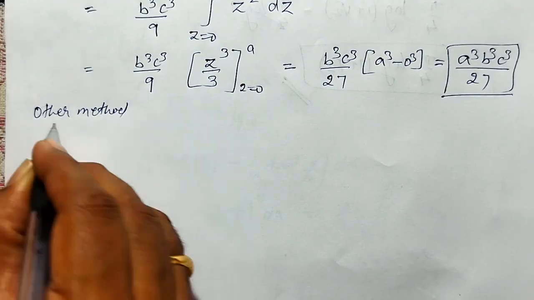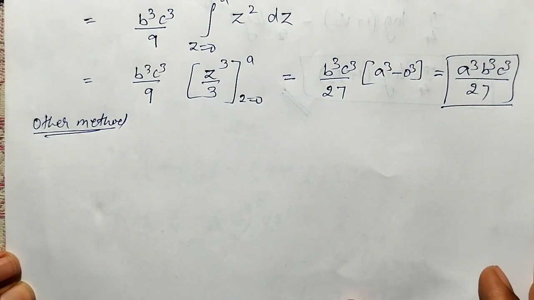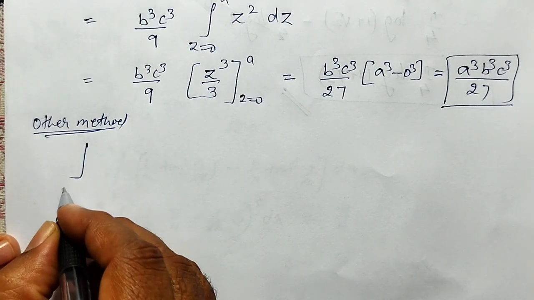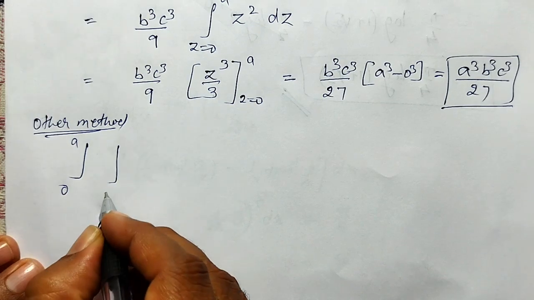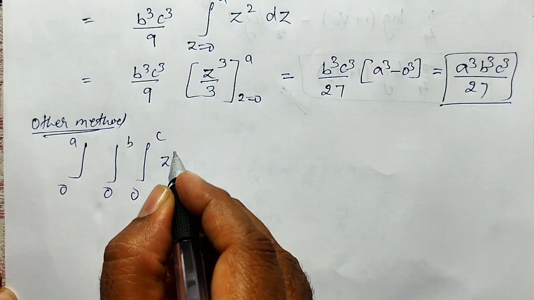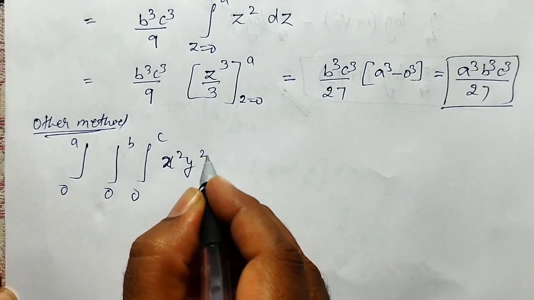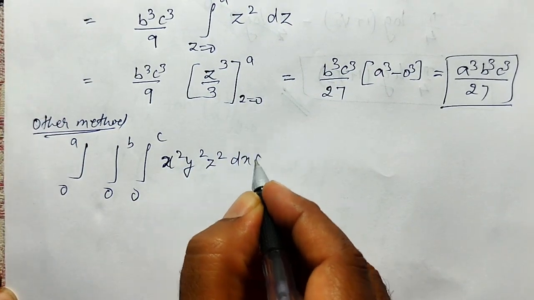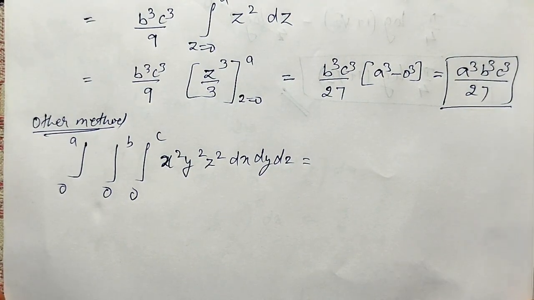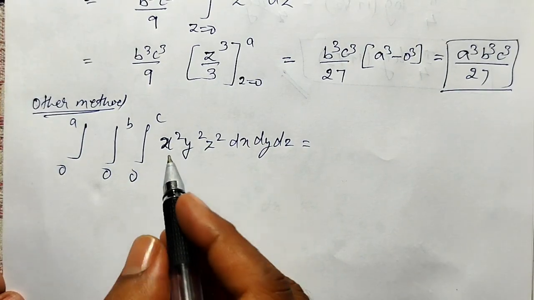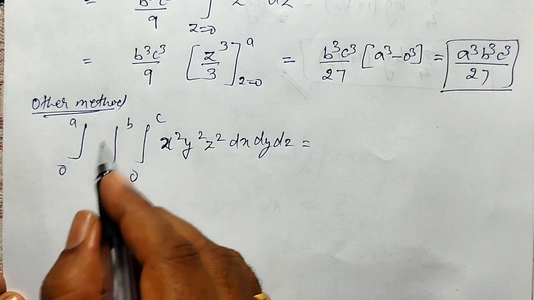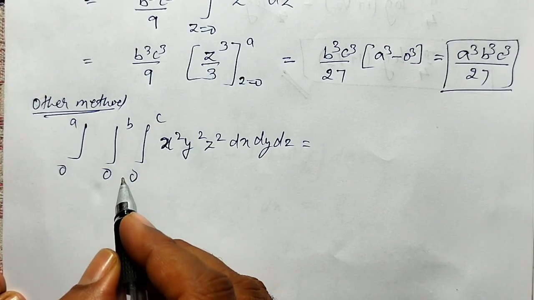This method is applicable only when the limits are constant as well as it is a product of 3 terms. Integration from 0 to a, integration from 0 to b, integration from 0 to c, x square, y square, z square, dx, dy, dz. If it is given like this, okay, it can be solved in another way. It is possible only when a product of 3 terms is there as well as the constant limits are there, then only you can apply the other method.